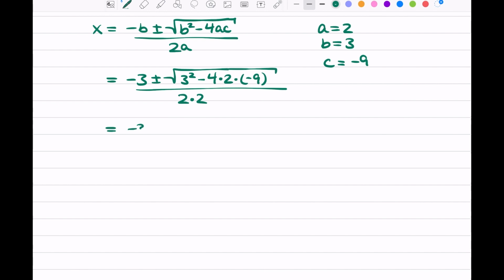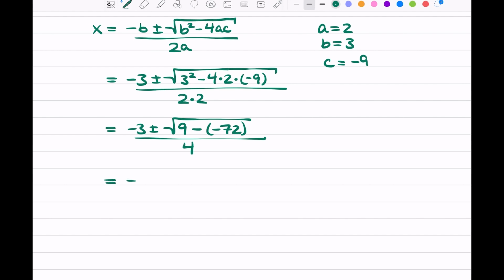So we have negative 3 plus or minus. Now we have to deal with the square root. Remember, we focus on our exponents first, so 3 squared would be 9. Then we focus on our multiplication. So we have 4 times 2 times negative 9. 4 times 2 is 8. 8 times negative 9 is negative 72. And all of this over 2 times 2, which is 4.